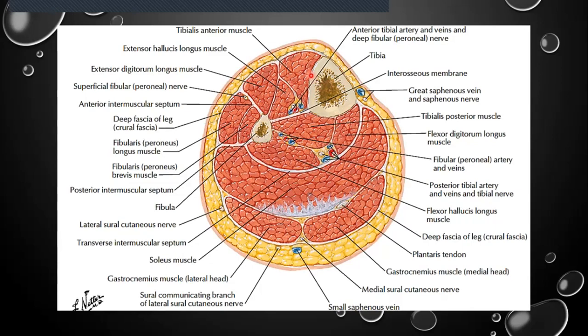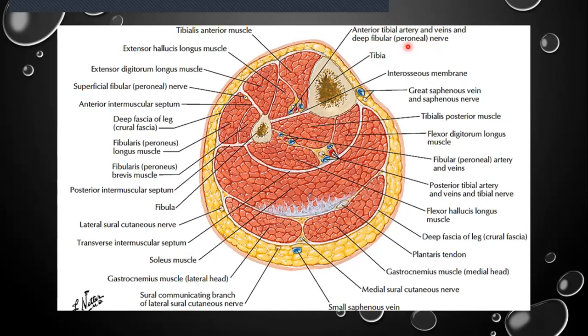The tibia is medial, so the most medial muscle is tibialis anterior, then extensor hallucis longus, then extensor digitorum longus. We also have another muscle known as the fibularis tertius, or peroneus tertius muscle. And you can see there is a neurovascular bundle here: the anterior tibial artery and veins and the deep peroneal nerve.